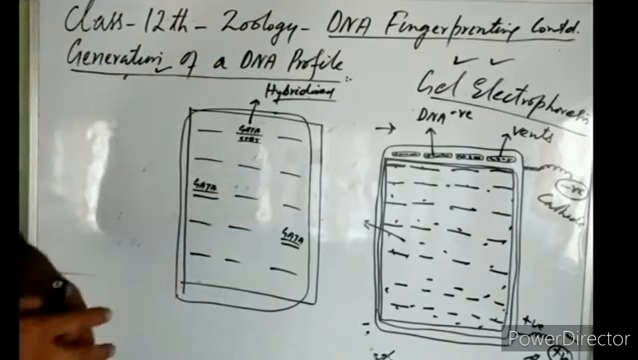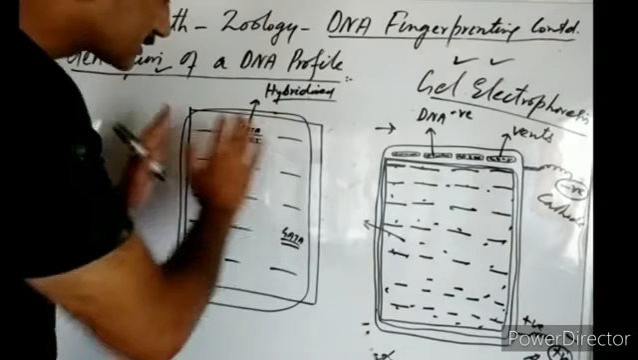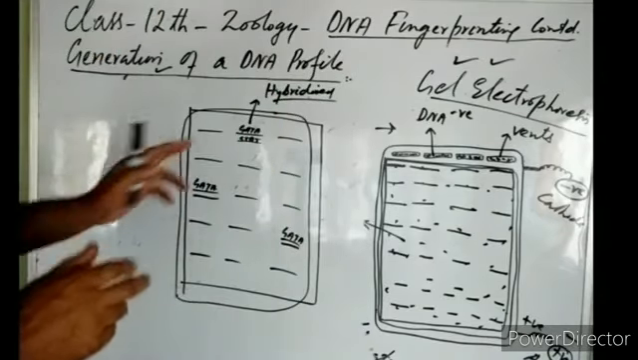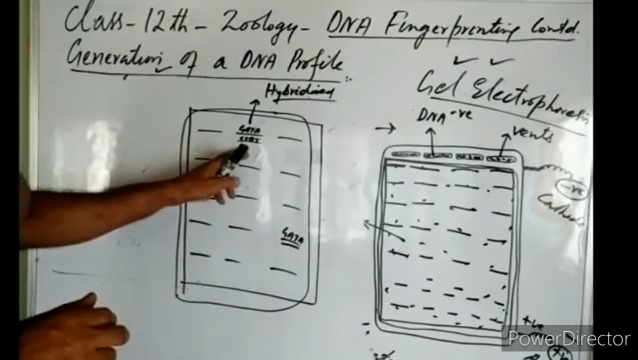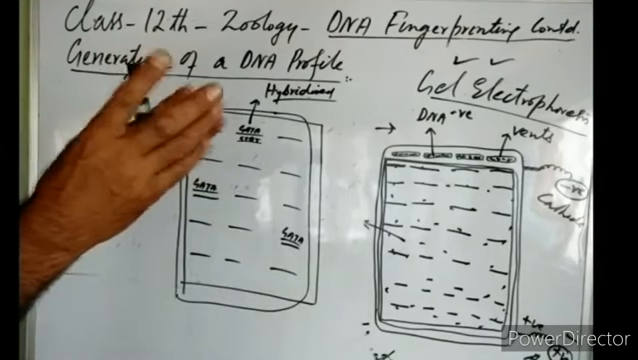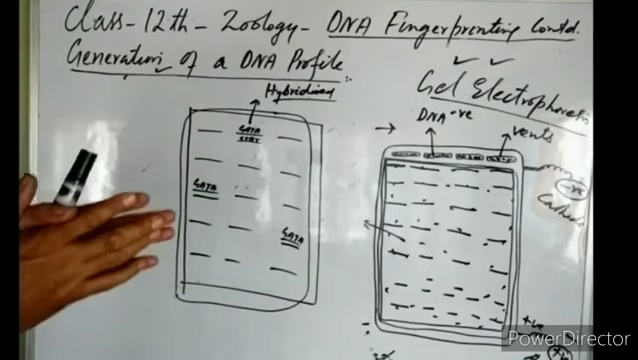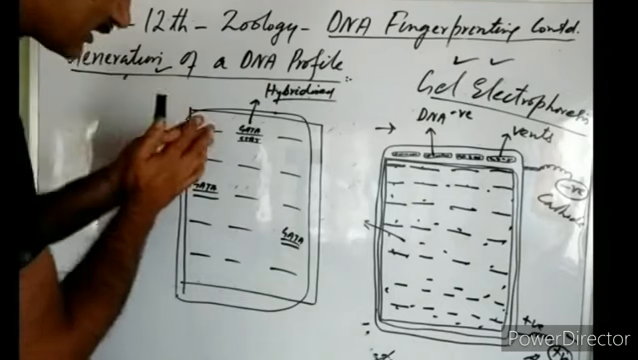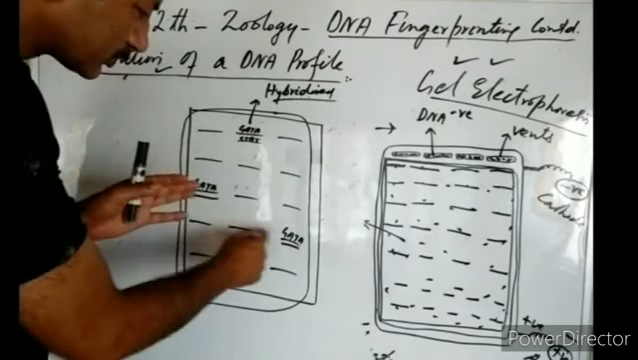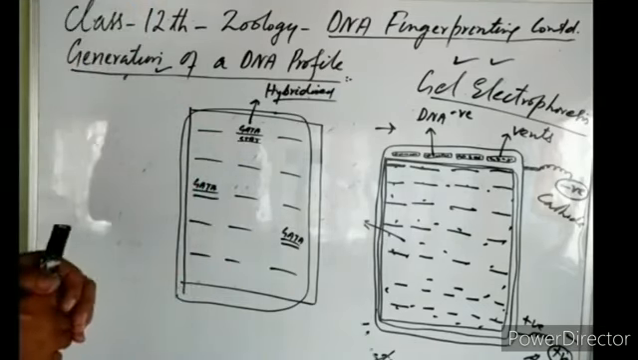Similarly, what happens here is, when they put X-ray film on this nitrocellulose paper, this radioactive DNA emits radiation. Those radiations expose the film in these areas.